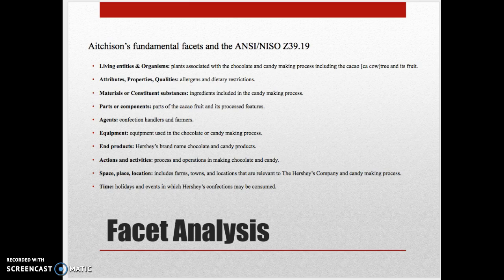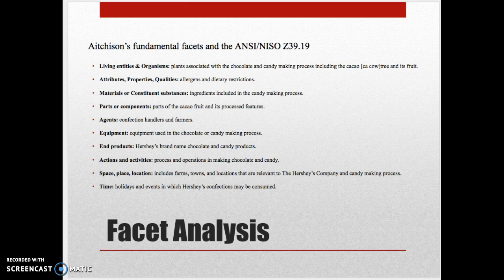We used Hutchinson's fundamental facets as a template to create our classified index. Living entities and organisms: plants associated with the chocolate and the candy making process, including the cacao tree and its fruit. Attributes, properties, and qualities include the allergens and dietary restrictions. Materials or constituent substances: ingredients included in the candy making process.